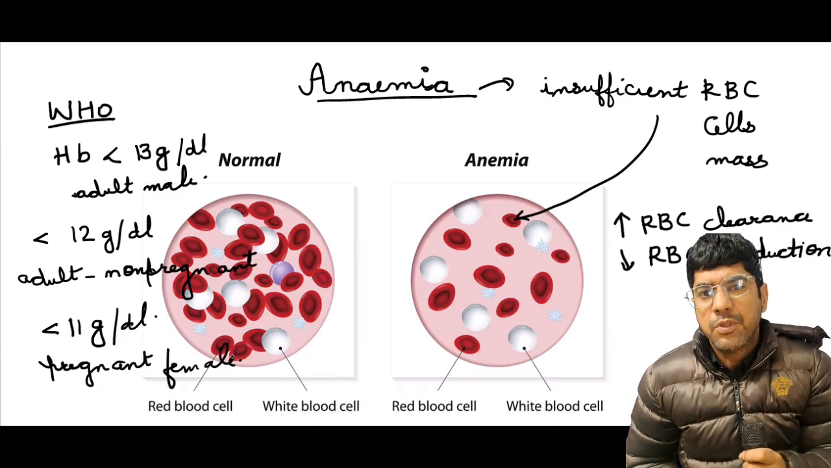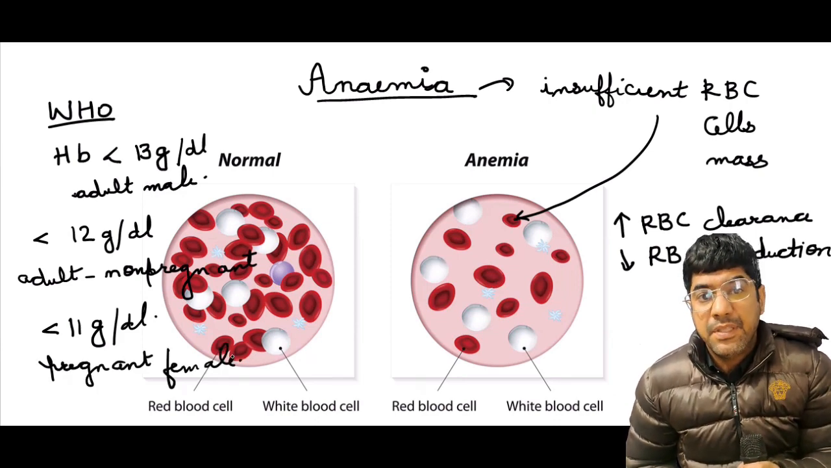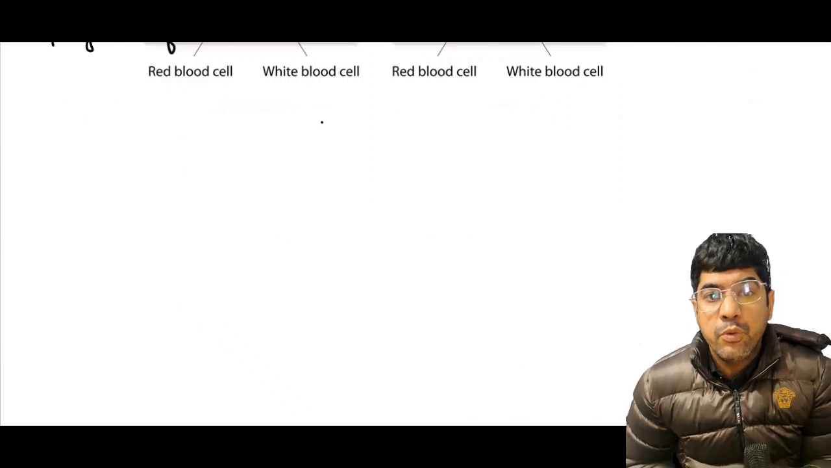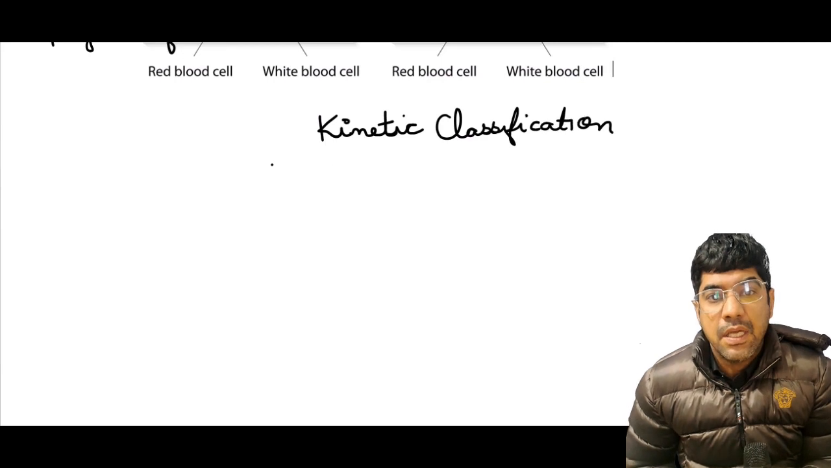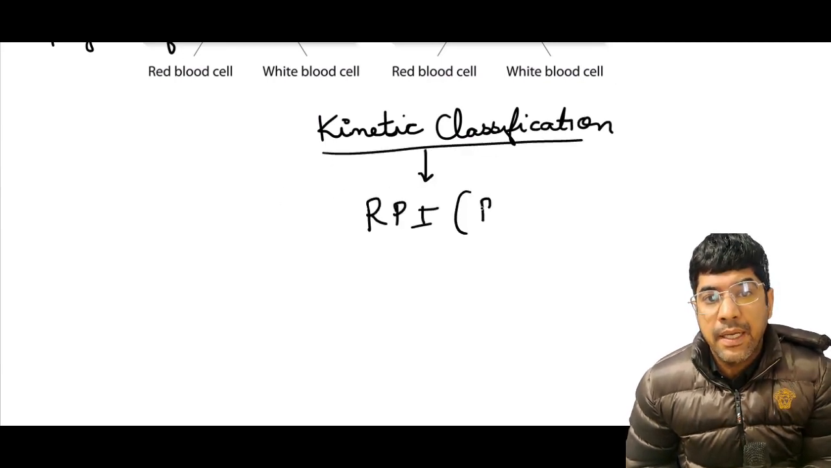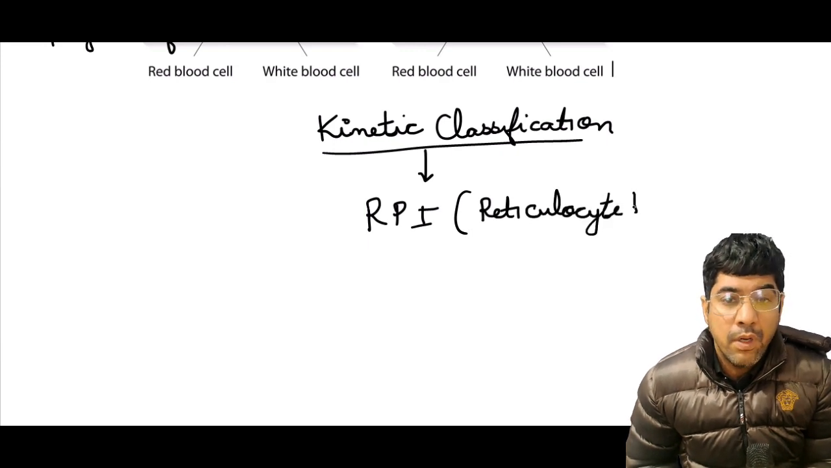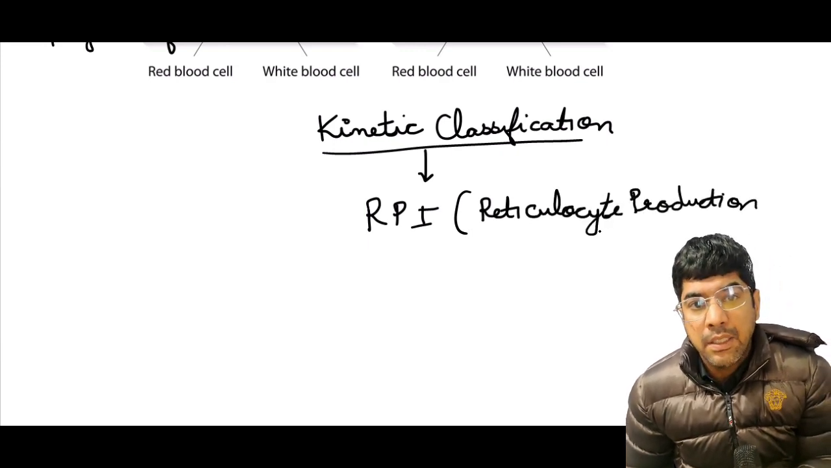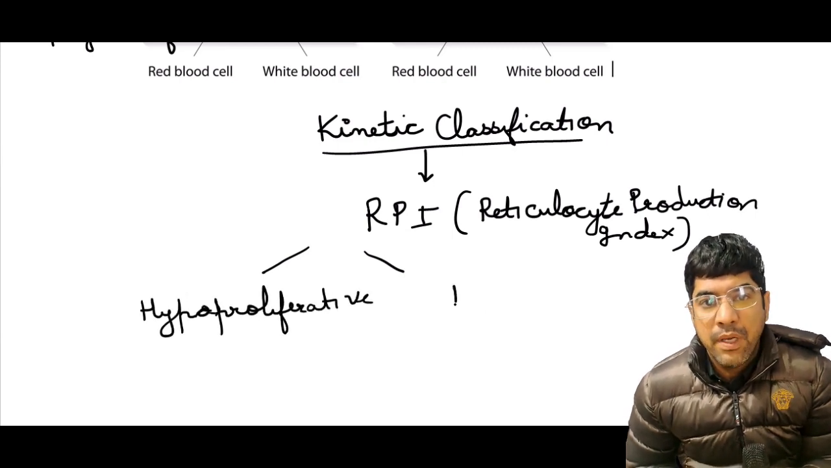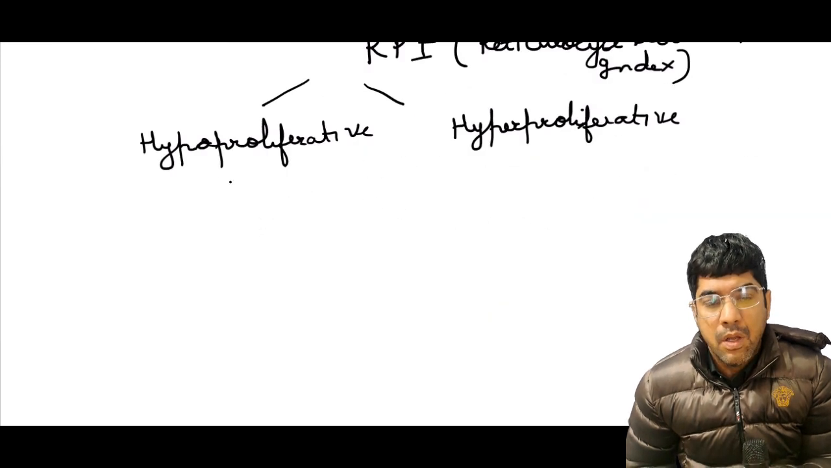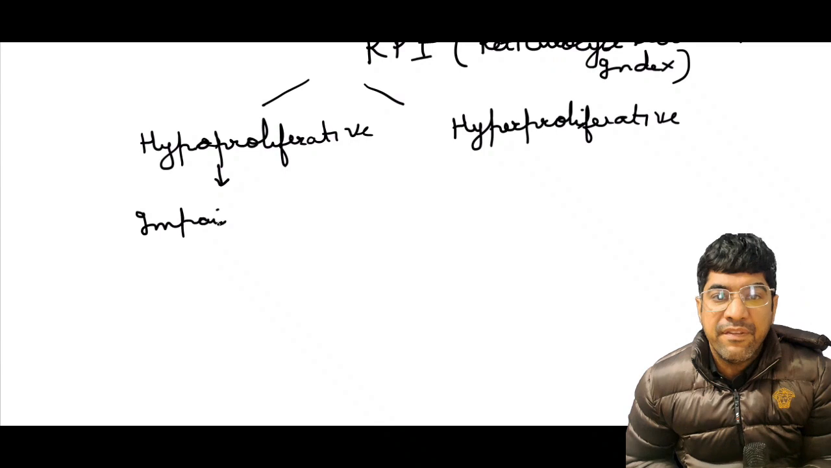So when it comes to classifying anemia based upon the kinetic aspect, we use a system that is known as the kinetic classification, that is centered around the reticulocyte production index, also called RPI. Anemias are broadly categorized into two types: hypoproliferative or hyperproliferative. What do you mean by hypoproliferative anemia?